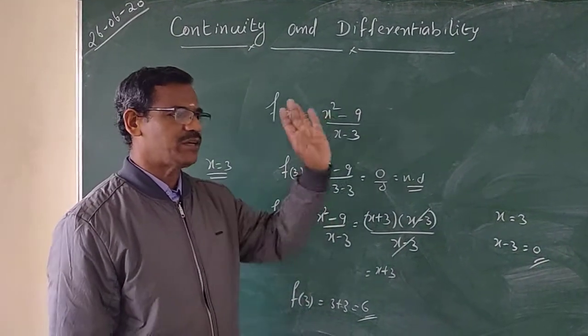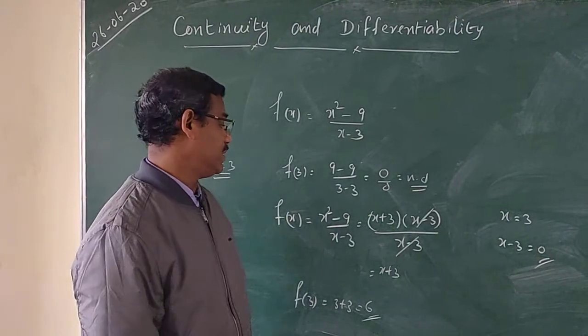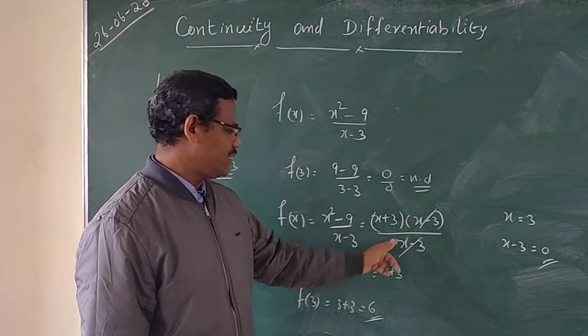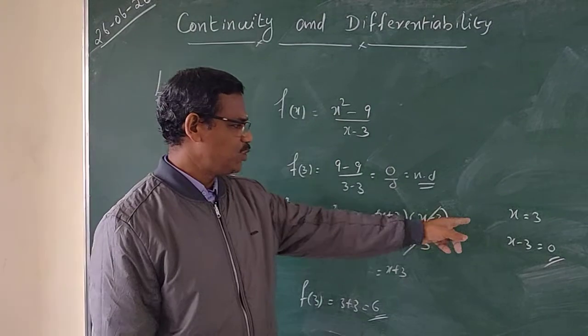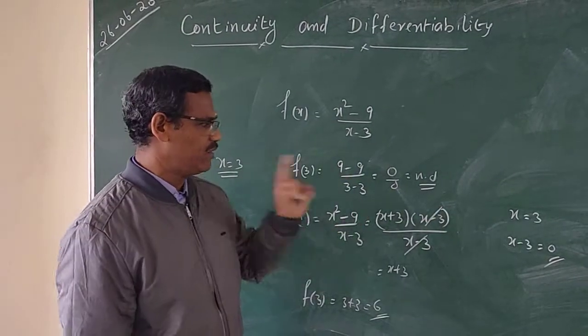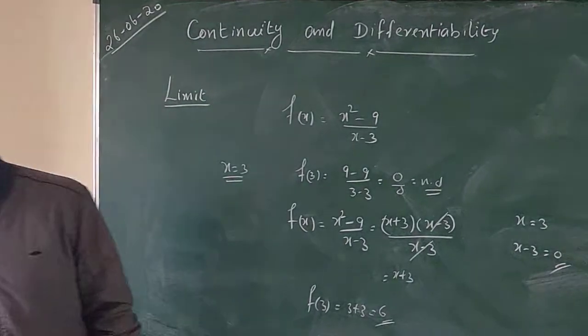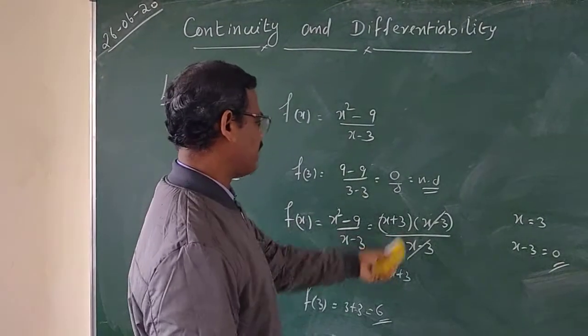And we know that cancellation is equal to division only. Cancellation means division. So when you cancel x minus 3 from the numerator and denominator, that means you are cancelling a 0 factor. That means you are dividing by 0. We know that division by 0 is not defined. So there is a mistake we are committing here.